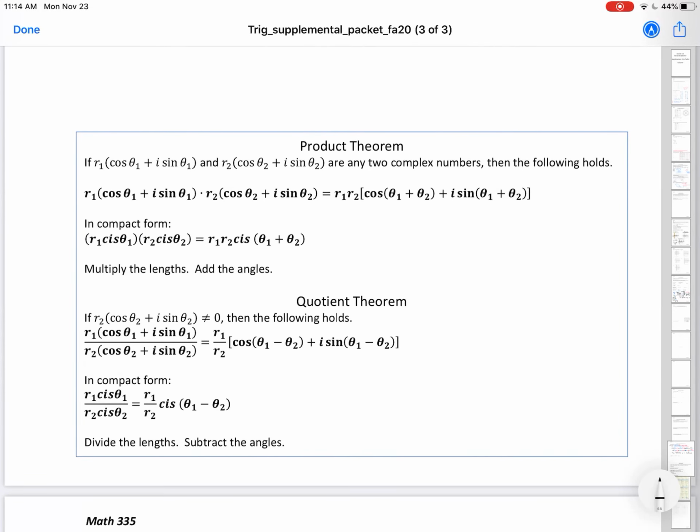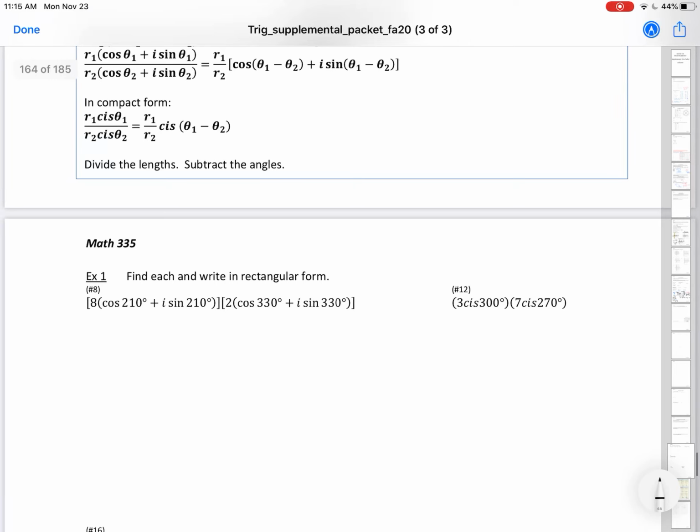So lots of connections between exponent rules as well, which is super cool, right? There's a lot of fluidity in math. So how are they going to get us to know this? They're going to ask us to use it. So when you multiply, multiply the magnitudes and add the angles. And when you divide, divide the magnitudes and subtract the angles. So let's go watch that happen.